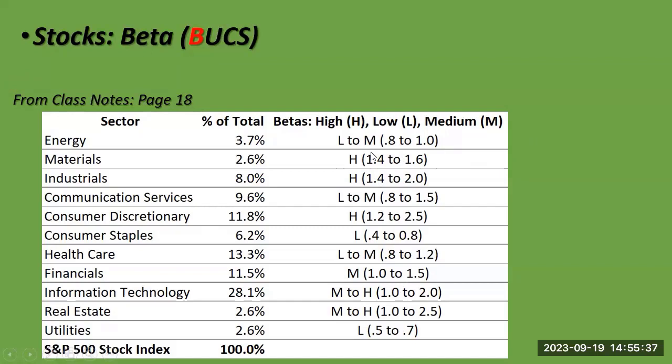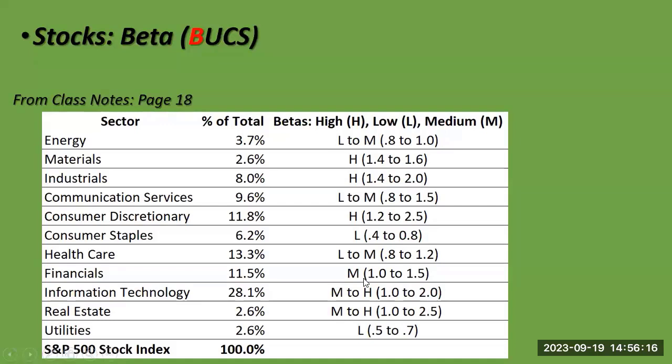And I'll give you my sense of what a beta should be. So energy is kind of low to medium. Materials is very, very high. Steel, those type of industries are going to be very, very sensitive to the economy. Industrials, almost by definition, are high beta companies. Communication services, the telecoms are still lower beta, not as low as they used to be, but it can be pretty high beta. Discretionary, by definition, is high beta. Staples, by definition, is low beta. Healthcare can be low beta. It can be high beta depending on the particular industry, but generally we think of it as low beta.